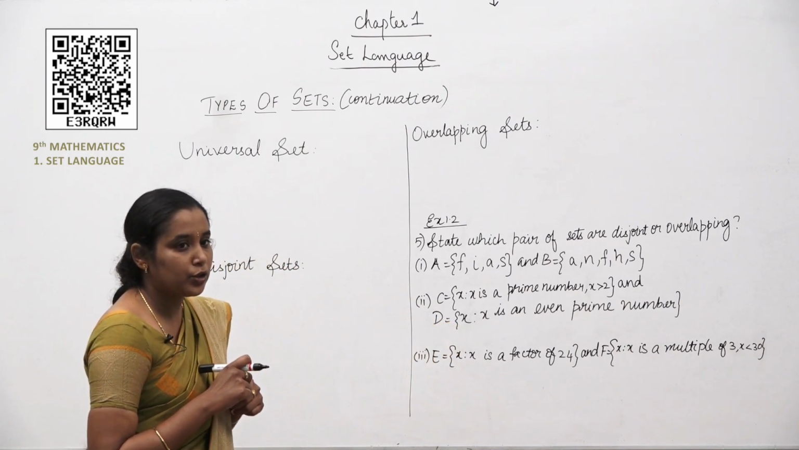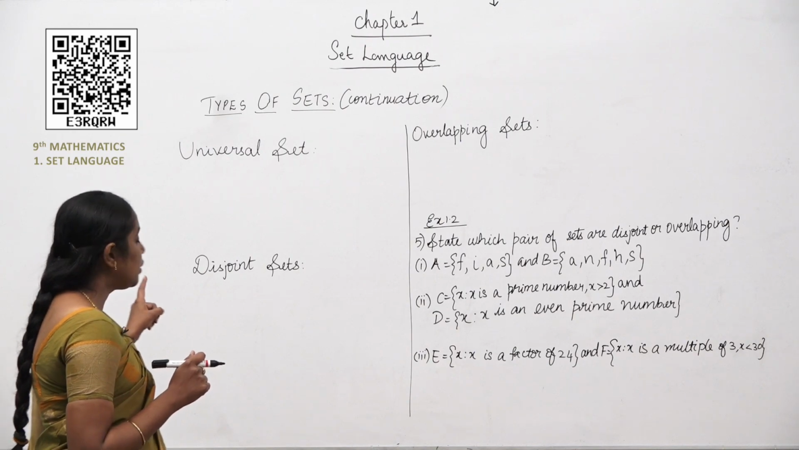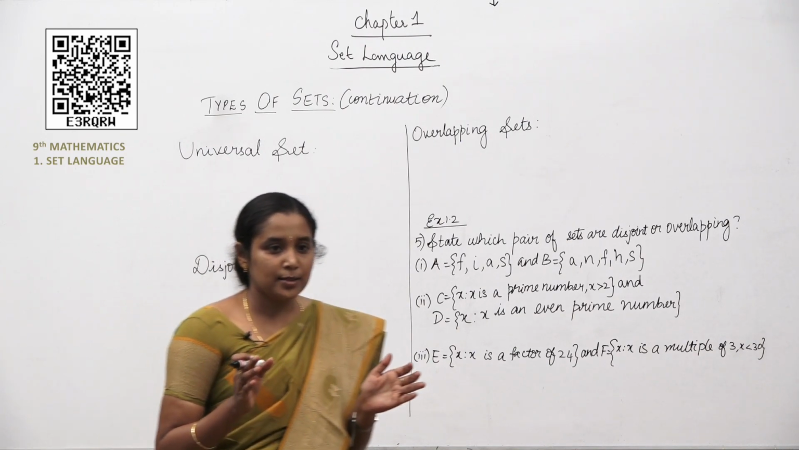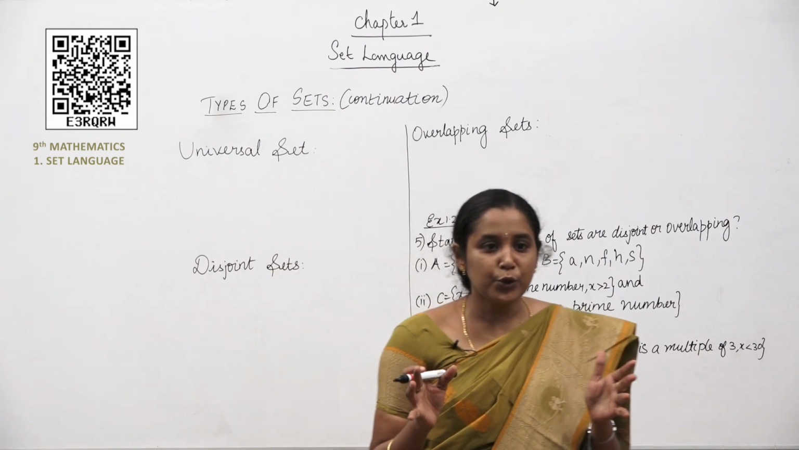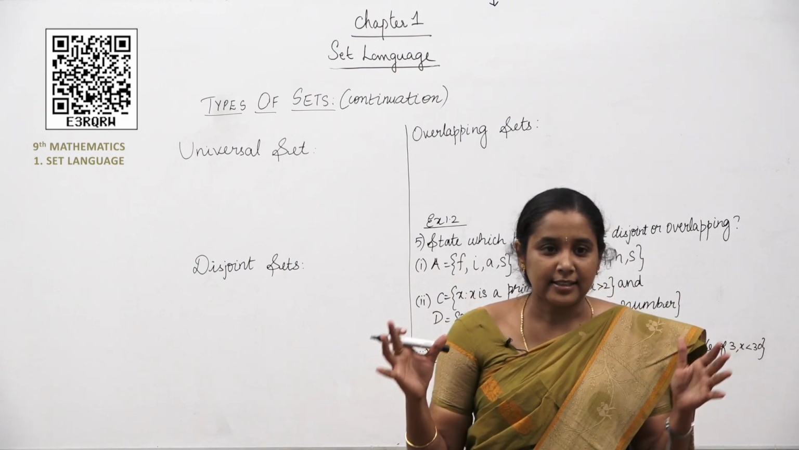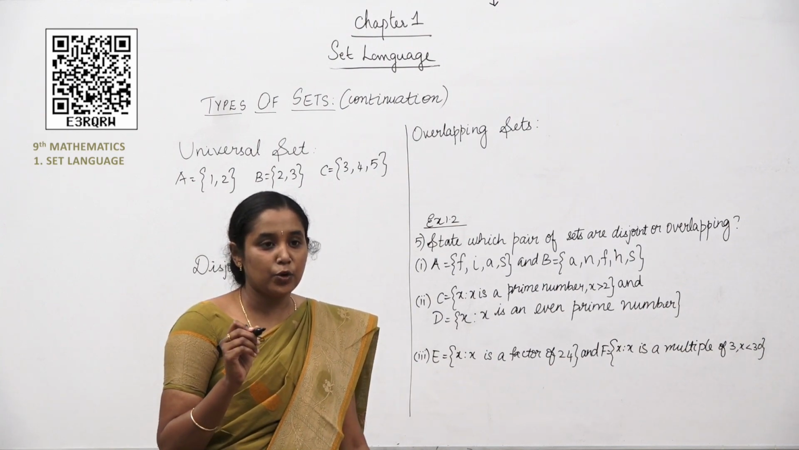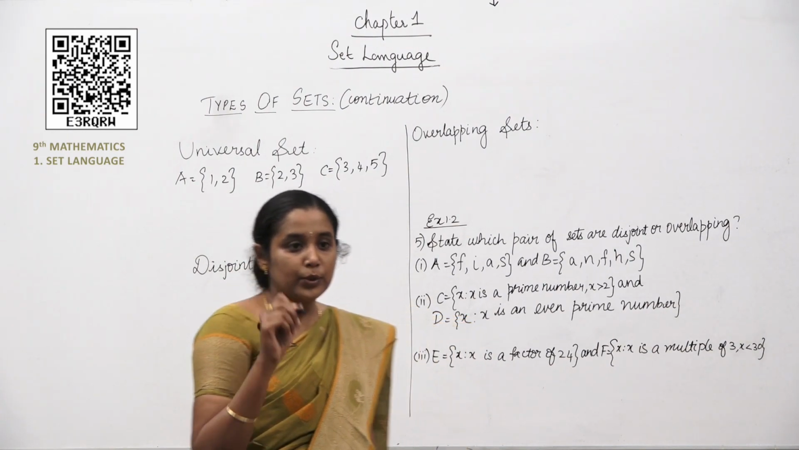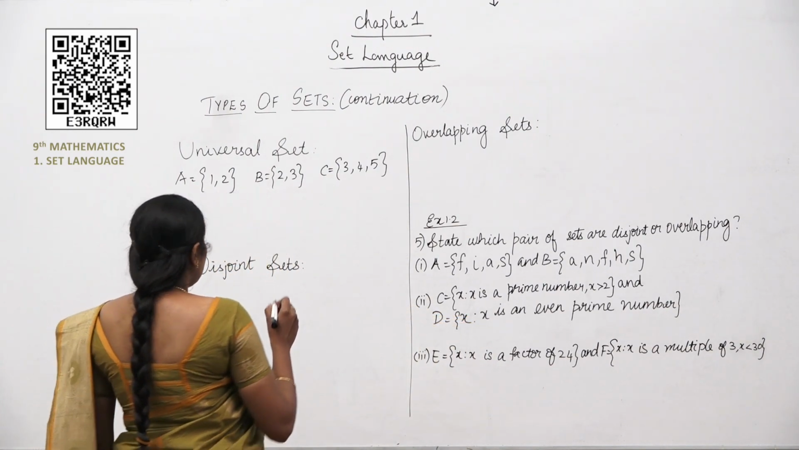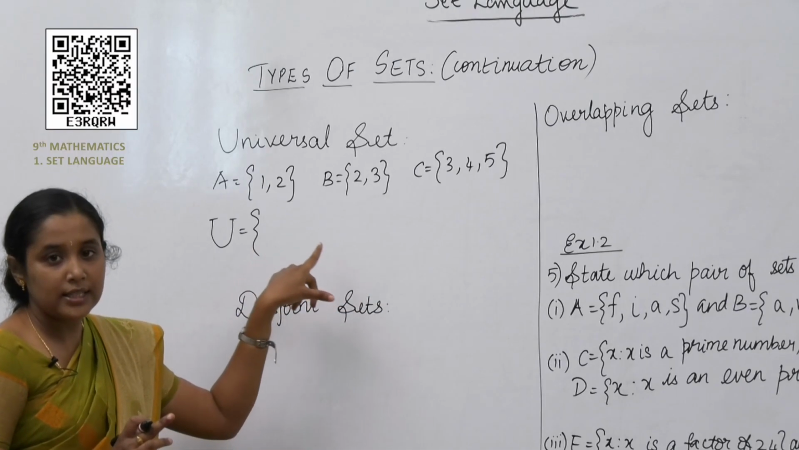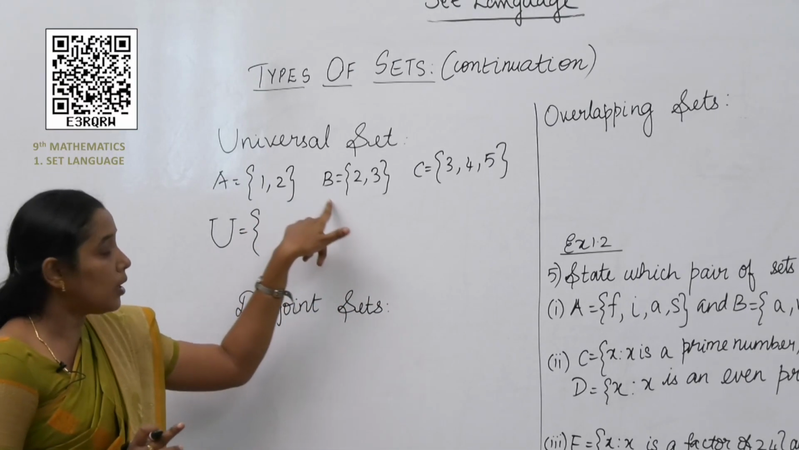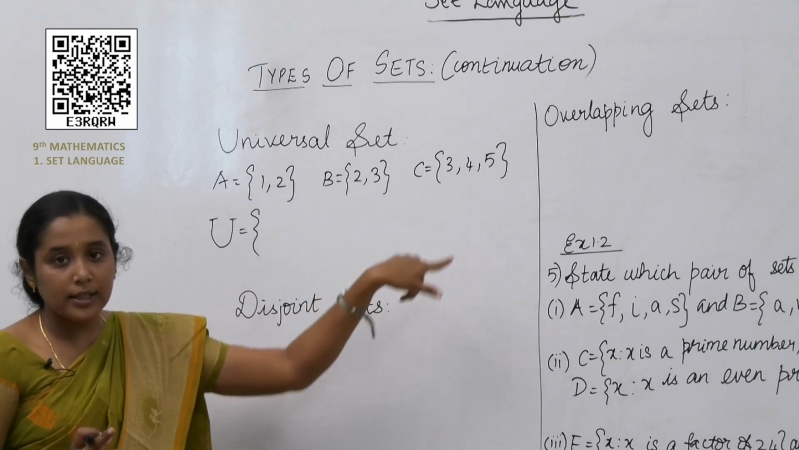Now you are going to learn the universal set. What is meant by the word universe? Universe means it contains galaxies, space, stars. Here the universal set is denoted by letter U. A universal set is a set which contains all the elements of all the sets.